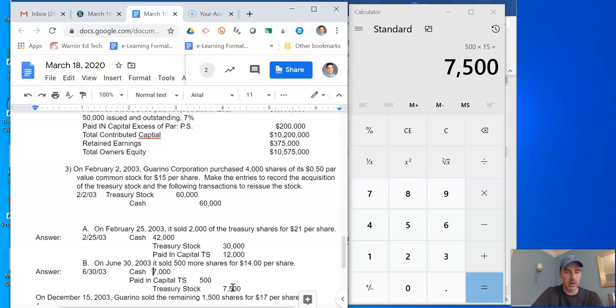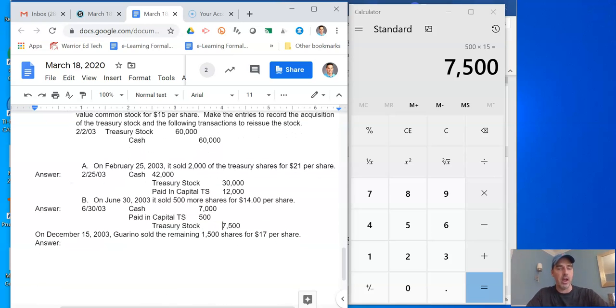Okay, so let me just even it out here so it looks a little bit nicer. There are my two debits, and then there's my credit. So now we balance. You can see if we resell treasury stock at a price lower than which we bought it, we're going to reverse it back out by the same amount in treasury stock. But what we'll then do is adjust the paid in capital treasury stock.